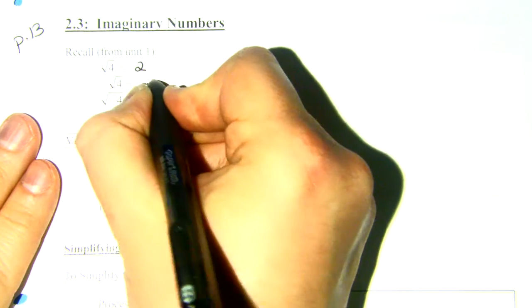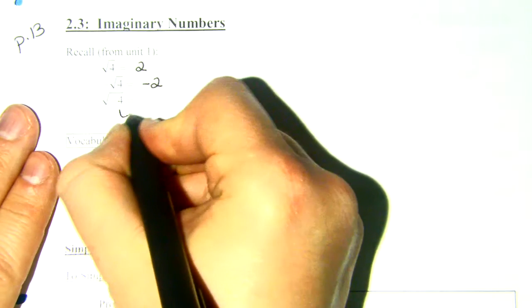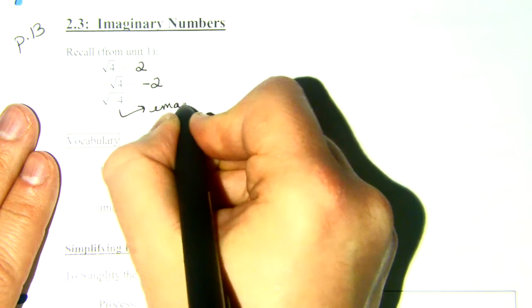In section 2.3, we're going to go back and revisit those imaginary numbers that I showed you in Unit 1. By the way, in the notes, we're on page 13, looking at section 2.3. Recall from Unit 1, the square root of 4 is just 2. Natural number, all good. Negative the square root of 4 is negative 2, an integer, still all good. But the square root of negative 4, in chapter 1, we called that an imaginary number.